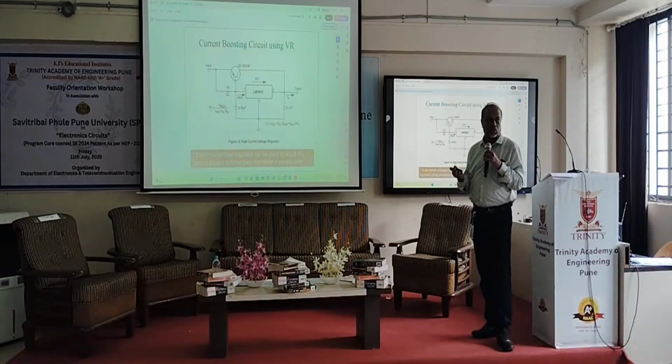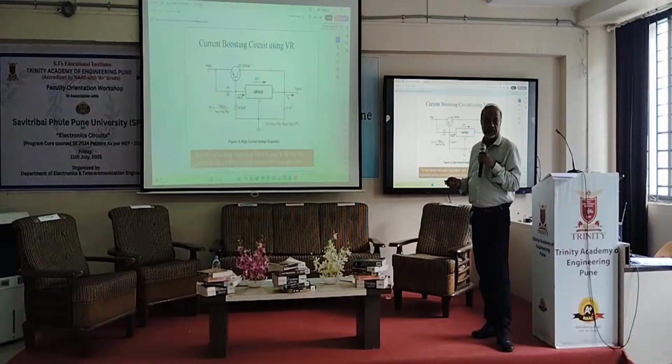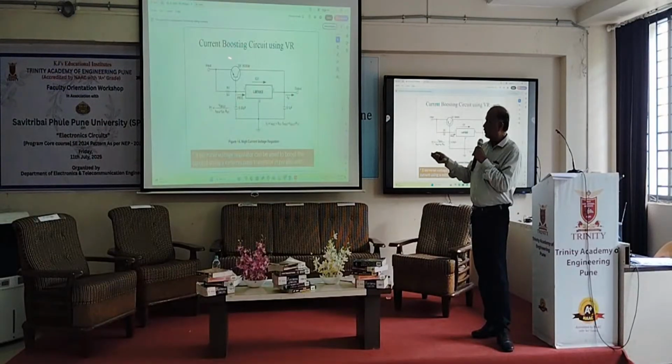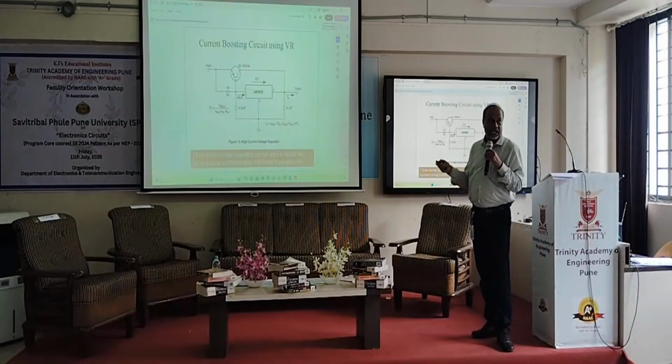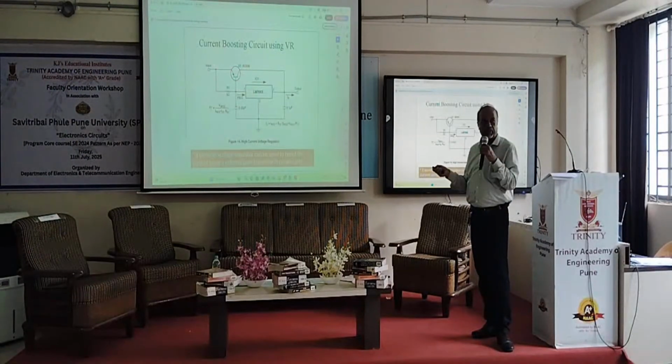These are all learnings we came across when we had a discussion with our colleagues. This is a very important circuit where we need to tell the students in which configuration this transistor is. The output we are taking from the collector, we are giving the input to the emitter, and the base is common over here. So this is the common base configuration.